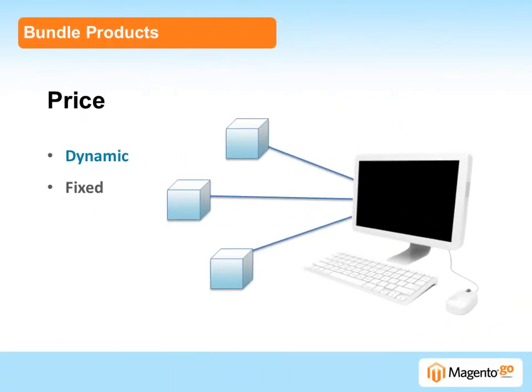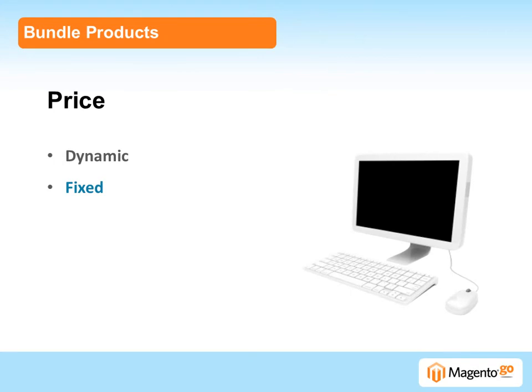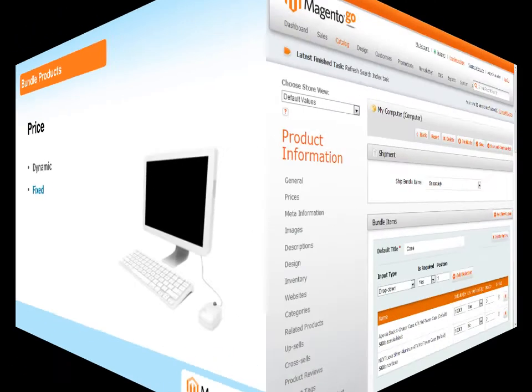And what about price? Because the price of this bundle is set to dynamic, the price is determined by the options selected, and the price of each option as well as the weight comes from the product record of each item. However, if the price of this bundle was set to a fixed amount, it would disregard the individual price from the associated items and use the price from the bundle product record itself.